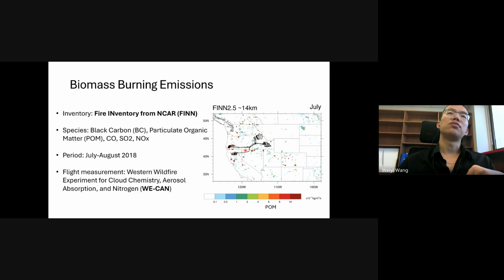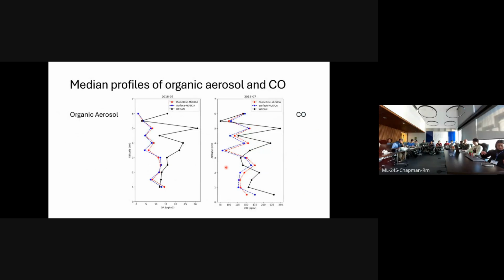The black line represents the flight tracks during the WE-CAN campaign in July 2018. The WE-CAN campaign provides the observations of carbon monoxide and aerosol concentrations. So next, we will compare the model simulations with the WE-CAN observations.